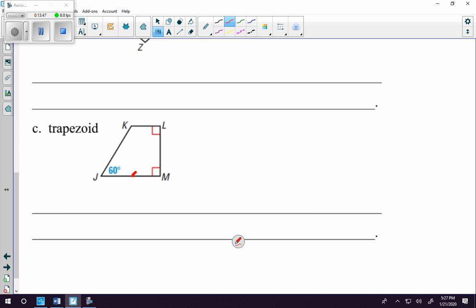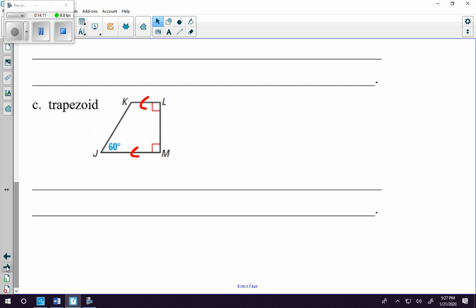What does that tell us? That tells us that these two lines are definitely parallel. So we have shown that one pair of opposite sides in this quadrilateral are parallel. So yes, we can conclude that this is a trapezoid based upon the given information because we have one pair of opposite sides parallel of this quadrilateral, now making it a trapezoid.